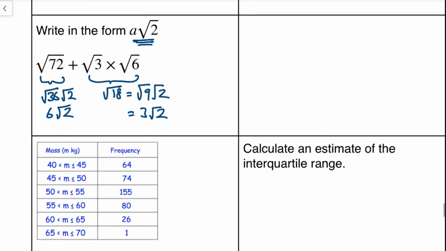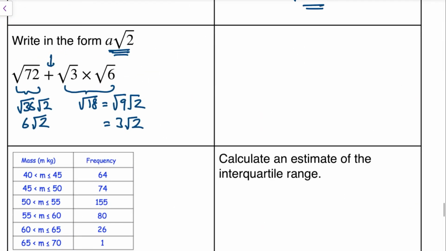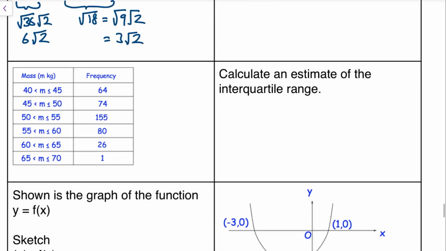And then what am I doing? I'm sorry, knocked it over. I'm adding these things up. So 6 root 2 plus 3 root 2 is going to be 9 root 2. Not as bad as it looked, is it? Okay, next question.